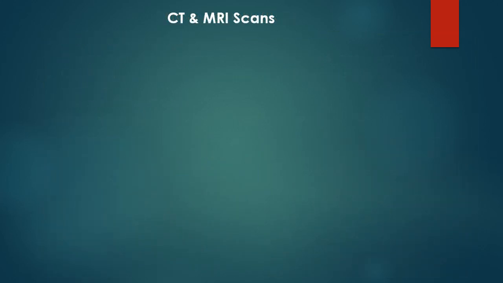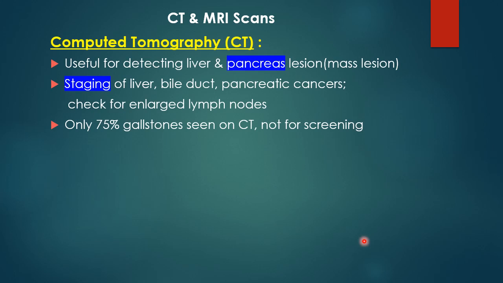The next is CT scan and MRI scans. CT scan is very useful for detecting liver and pancreatic lesions, especially mass lesions and tumors of the pancreas and liver. It is also very useful in the staging of liver and pancreatic cancers and also bile duct cancers. It can also give you the size and detect the presence of enlarged lymph nodes.